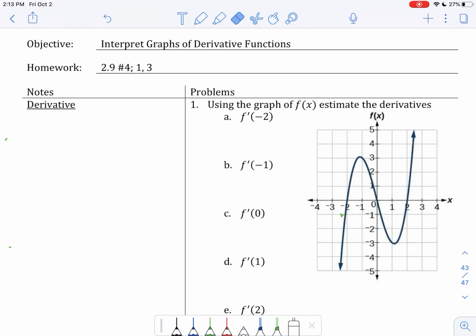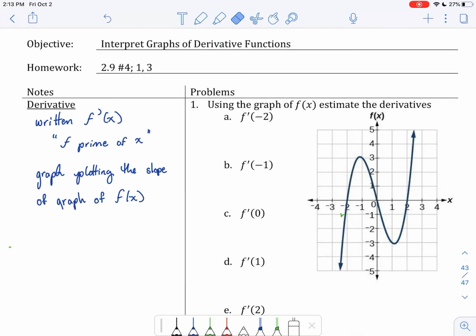Right, so we're going to start our last section in chapter 2, and we're going to spend a couple days on this because it's all about derivatives, which are one of the two huge fundamental pieces of calculus. So we're going to start by defining what a derivative is and talk about their graphs. So make sure you got yourself all ready for notes, and we're going to get started.